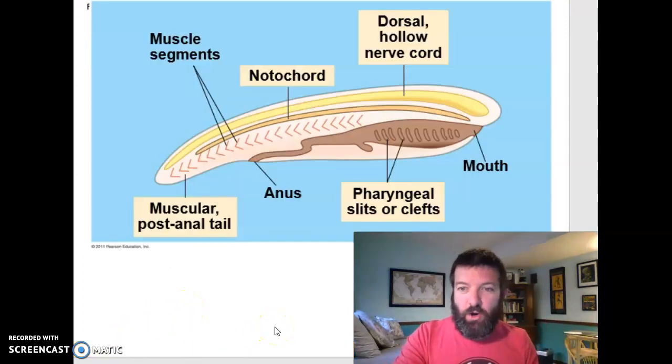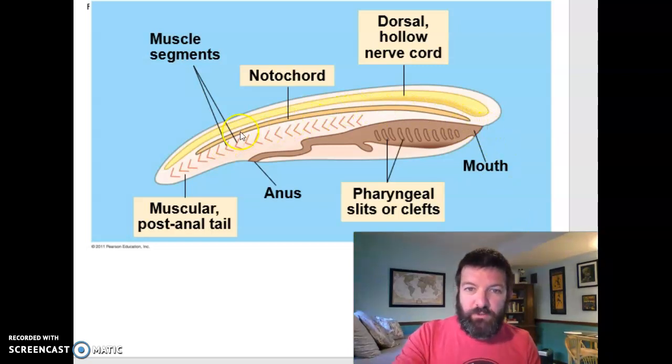And here you can see all of these structures. Right here's that notochord, which is providing structure. You've got that dorsal hollow nerve cord, right, which is sort of the central nervous system here. You have pharyngeal slits or clefts, which are sometimes gill slits, but in this case, they're filter feeding clefts that filter out junk from the water, send it into the digestive tract, right? Pharynx is the throat, behind that is the digestive tract, and a post-anal muscular tail, and often muscular segments.